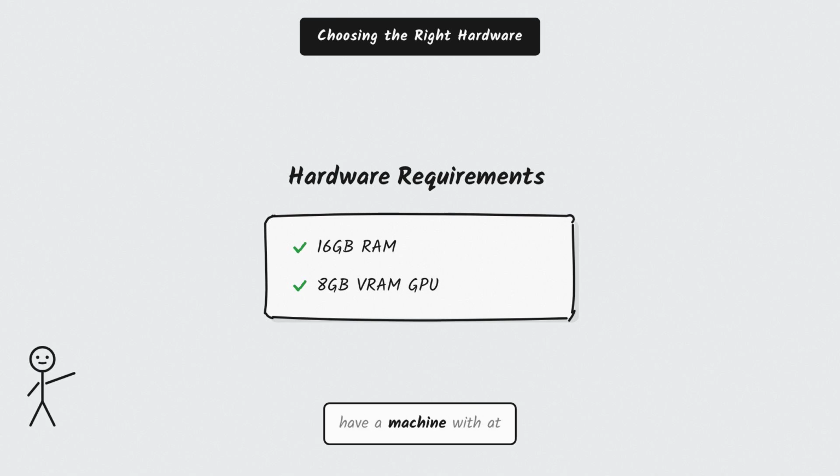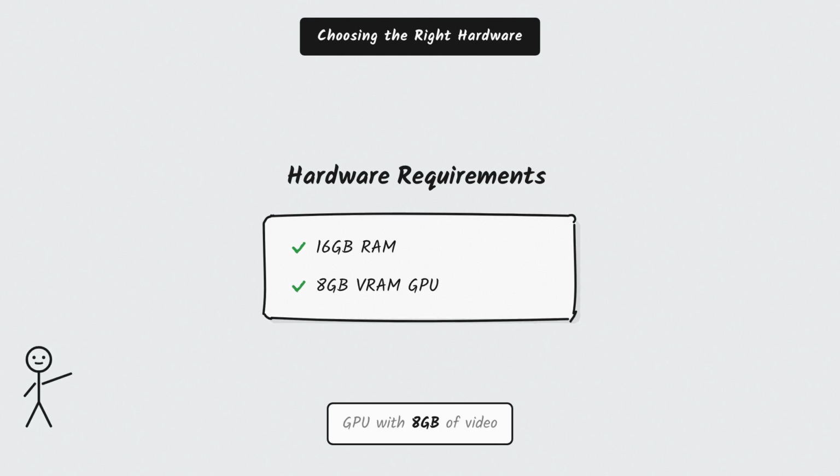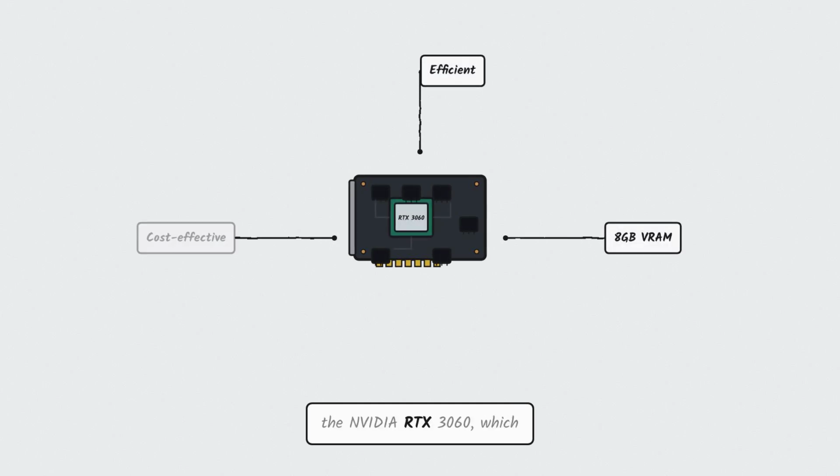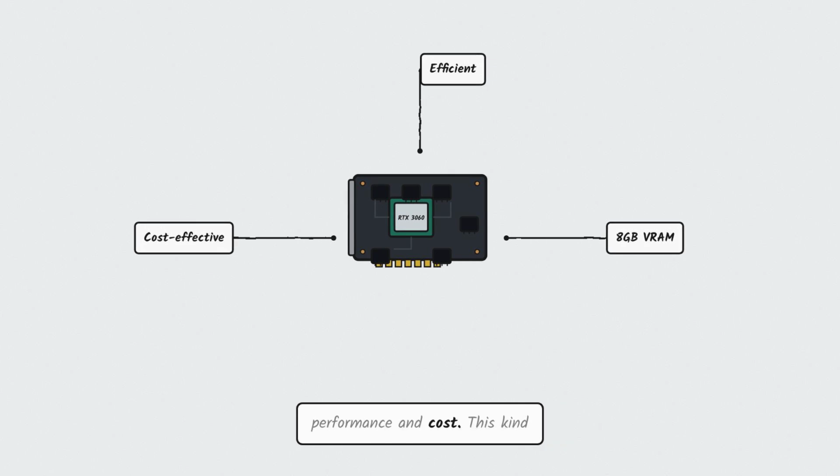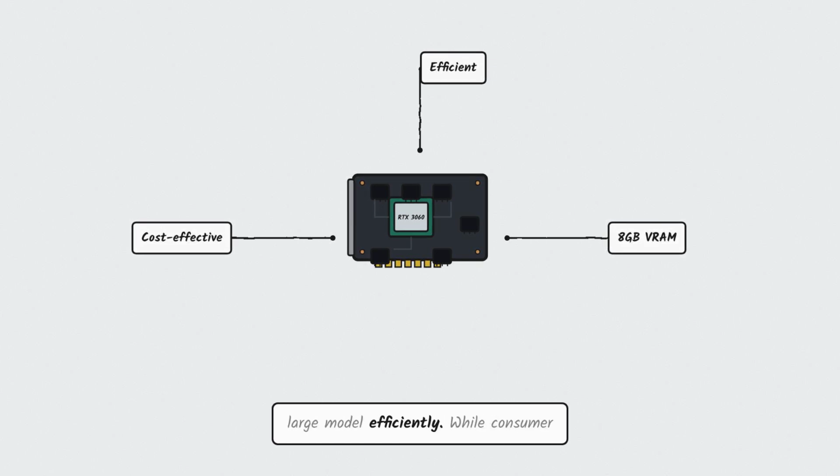It's crucial to have a machine with at least 16 gigabytes of RAM and a GPU with 8 gigabytes of video RAM. Consider a GPU like the NVIDIA RTX 3060, which provides a solid balance between performance and cost. This kind of hardware will support the demands of running a large model efficiently.